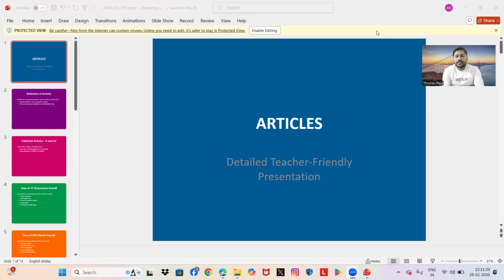Today I would like to discuss the topic articles. Let us discuss the topic articles in detail. First let us see the definition. What is an article? Shall we see the definition?